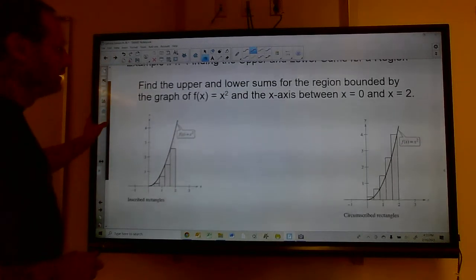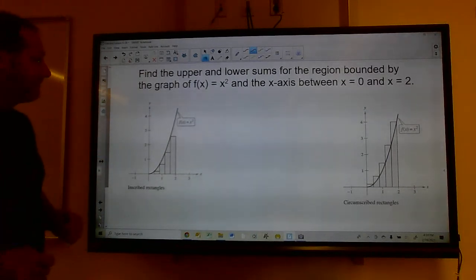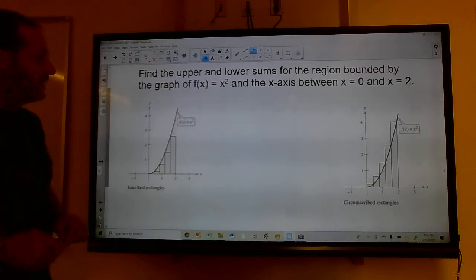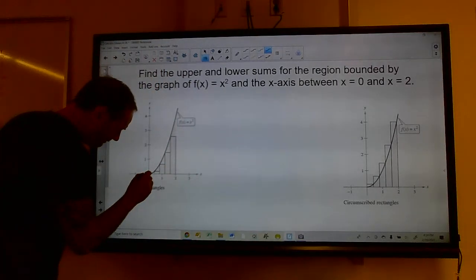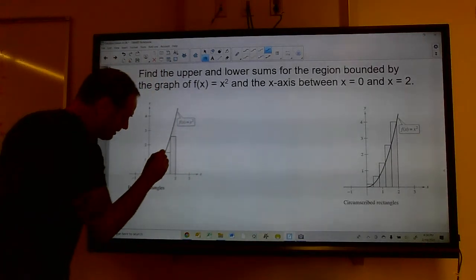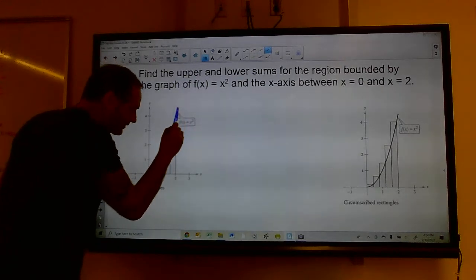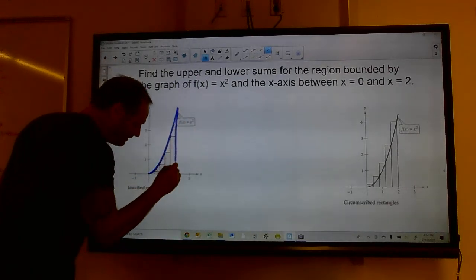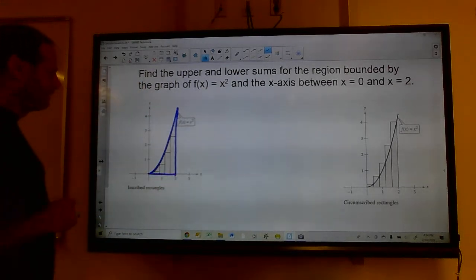Okay. So find the upper and lower sums for the region bounded by the graph of f of x equals x squared and the x-axis between 0 and 2. So here's what I'm doing: I'm finding the area under this curve right here from 0 to 2. So here's 2. Find the area of that shape right there.